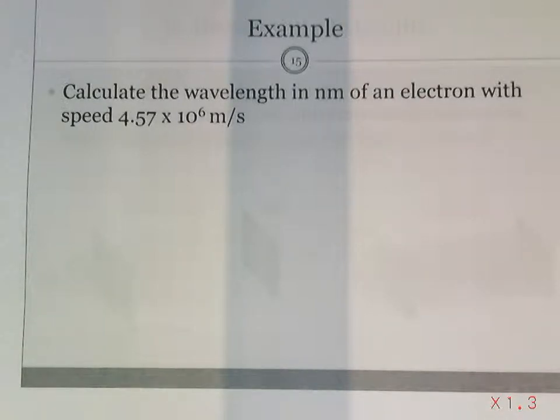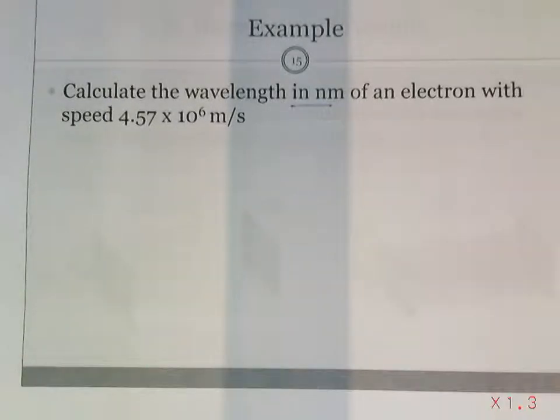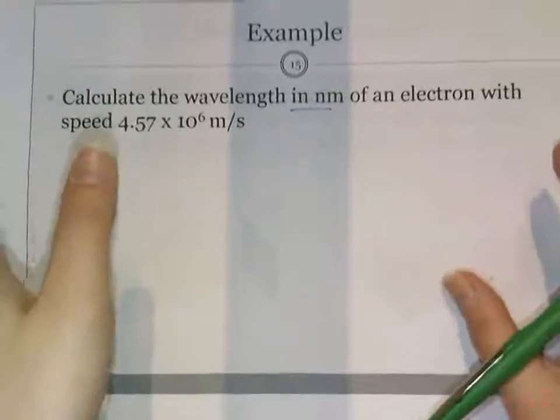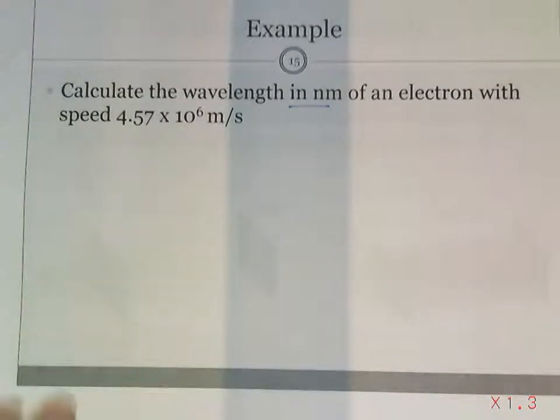All right, so let's calculate the wavelength in nanometers of an electron that I put my radar gun on and measured it to be 4.57 times 10 to the 6 meters per second, which you can't actually do, right? Because by putting my radar gun on the electron, I force it to do something crazy. Okay. So imaginary, I know the electron's speed. So things we need to know for this, right? We also need to know the mass of an electron.